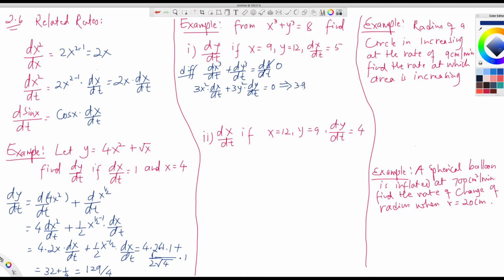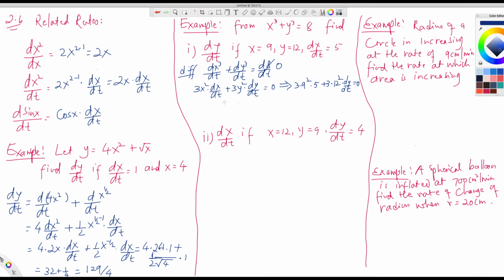3 times 9 squared times 5. You see that? 3x squared and dx over dt, all those values, plus 3 times 12 squared times dy over dt equals 0. Our goal is to solve for dy over dt, right? So how much is that? We use a calculator to find out. 3 times 9 squared times 5 is basically 1215.